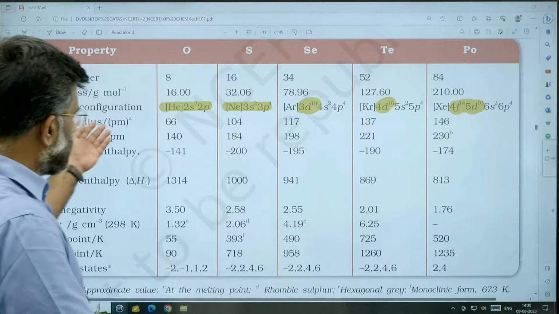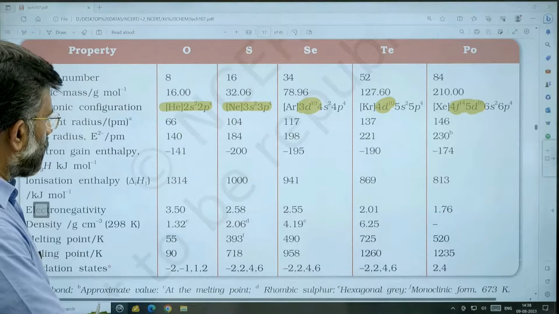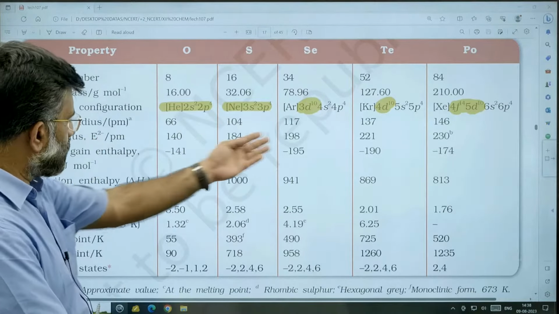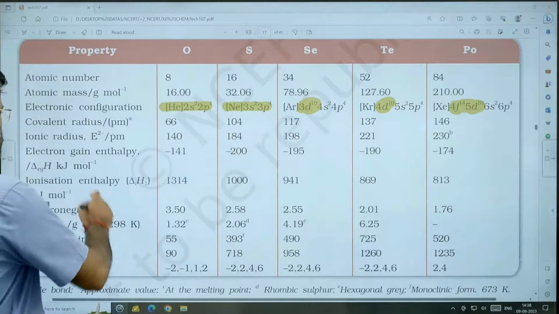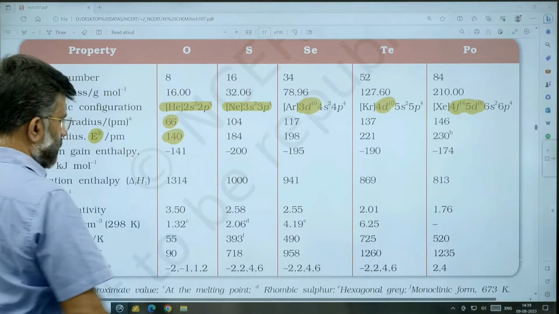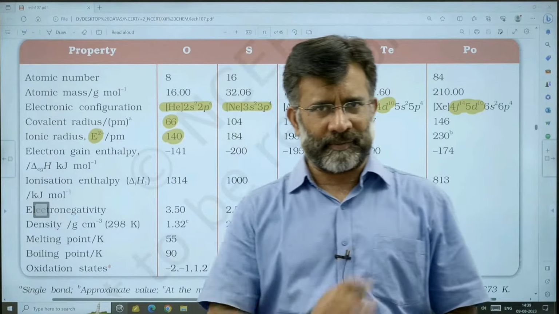Covalent radius shows a gradual increase: 66, 104, increasing down the group. Ionic radius also increases down the group, and all of them form anions. You can see the covalent radius and ionic radius. Ionic radius is greater because it is an anion.